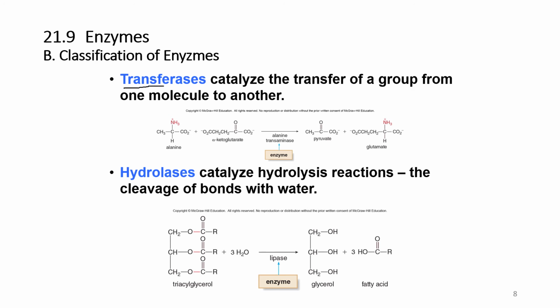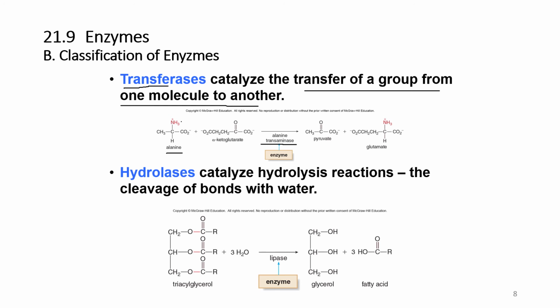Transferases transfer a group from one molecule to another. In this example, alanine transaminase. So transaminase tells me that this enzyme is going to transfer an amine group. And that's exactly what it does.